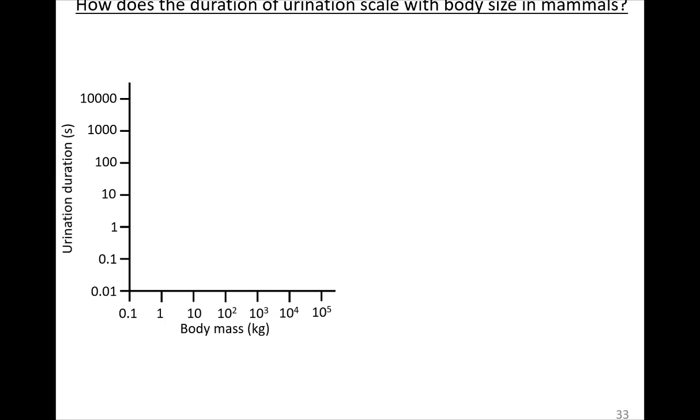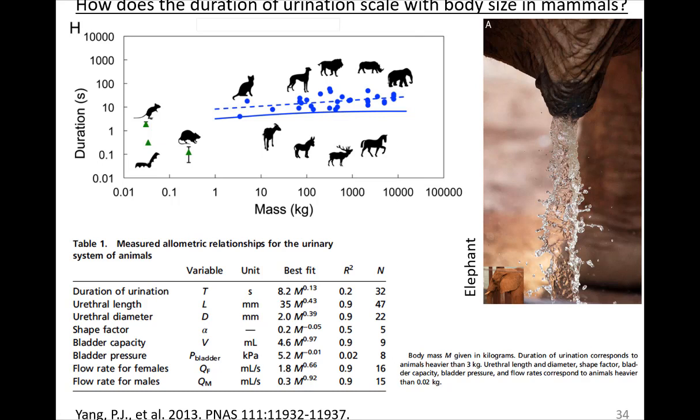Okay, so hopefully you've got a good guess recorded. Let's take a look at the data. These data are from a paper that was published in 2013. And do they match up with what you predicted? So if we focus on the mammals larger than about a kilogram, about 2 pounds as our lower cutoff, we can see that for the most part, urination duration is independent of body size. So larger animals pee for about the same amount of time as smaller mammals.